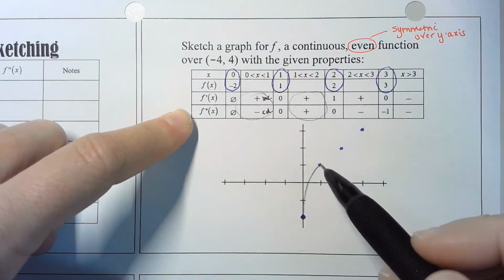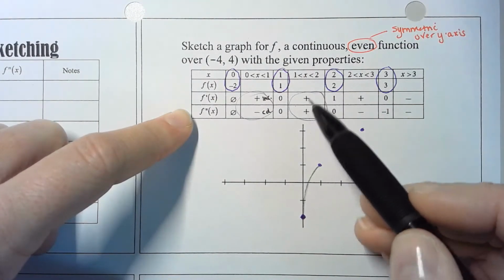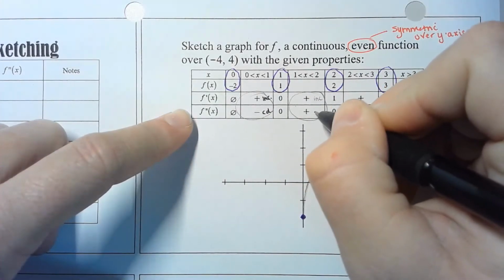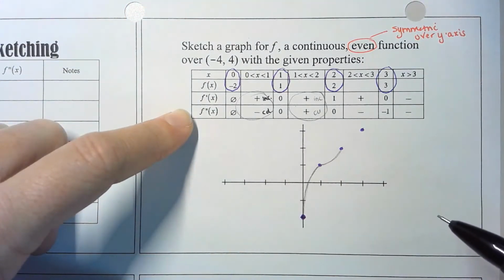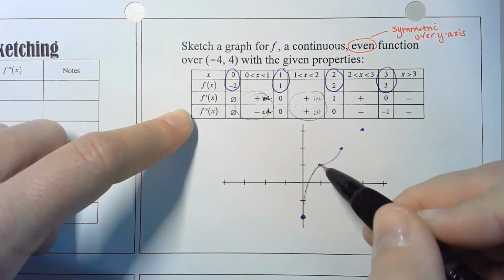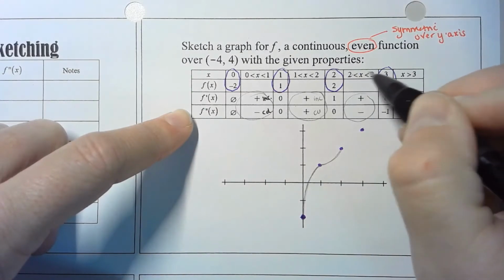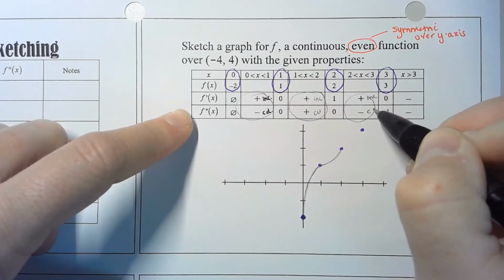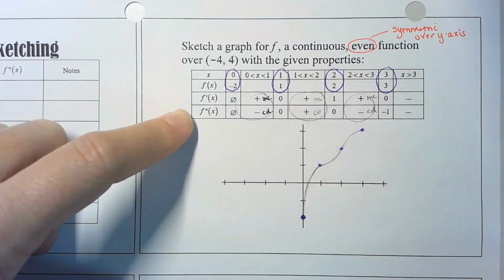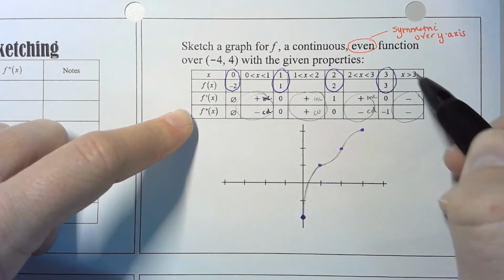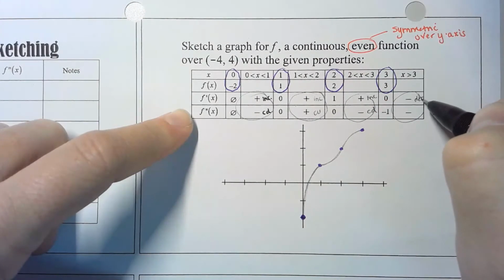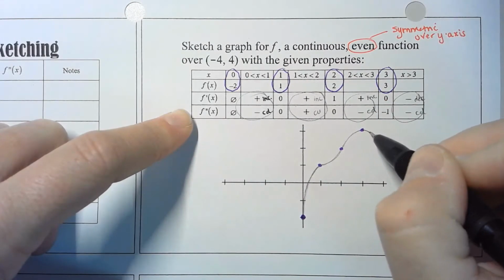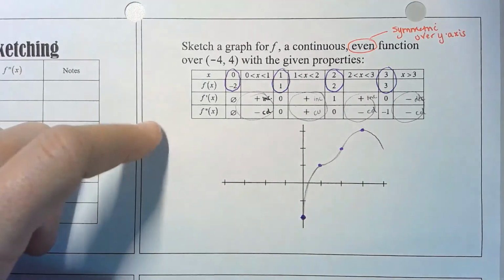Between 1 and 2, because I really want to know how to connect the points, my first derivative is positive, and my second derivative is positive. So I want to be increasing concave up. That's, I know, kind of odd. Let's come back to that transition in a bit. Let's connect from x equals 2 to 3. I am still increasing, but now I'm back to concave down. And then between 3 and 4, they want us to stop at 4, I am decreasing, concave down. Okay, so we've got a basic shape.